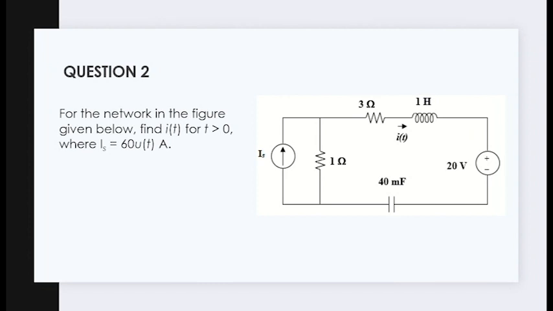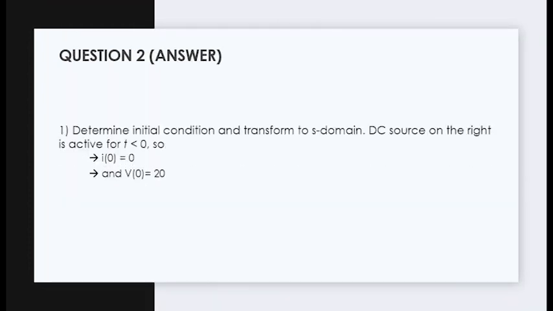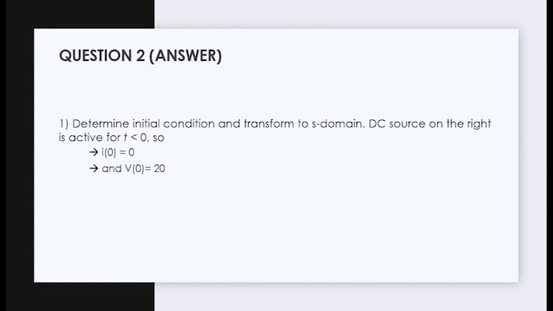Okay, now for question 2. You are given the circuit here and you need to solve for the value of i of t for t greater than or equal to 0. You are also given the source, which is 60 u of t amperes. Again, the first step is to transform the circuit to the S domain and to include all the initial conditions of the capacitor as well as the inductor.